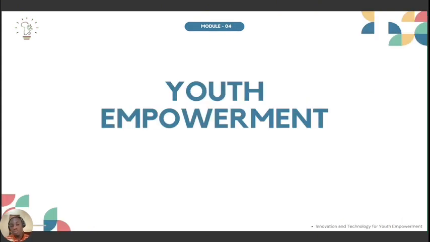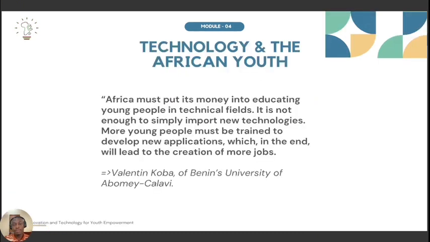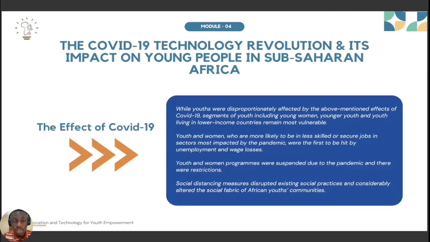Great. So now, welcome to module 4, where we are going to be talking about youth empowerment. Now, this is a very powerful statement by Valentine Koba of the University of Abomey-Calavi, Benin. Now, he says that Africa must put its money into educating young people in technical fields. This is very important. And it is not just enough to simply import new technologies. More young people must be trained to develop new applications, which in the end will lead to creation of more jobs.